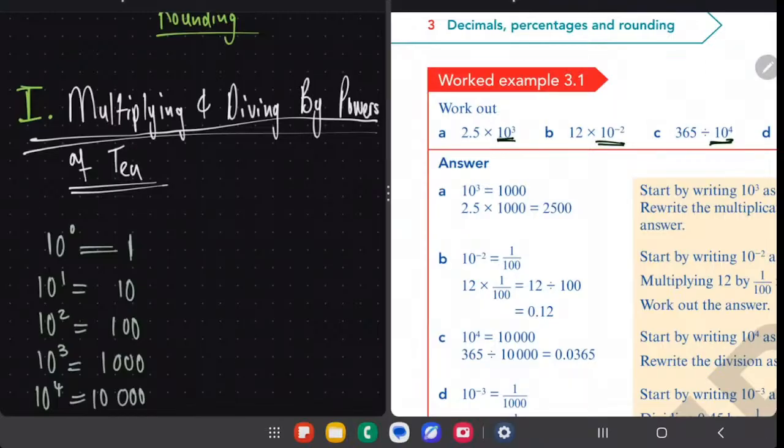So 10 to the power 0, there are 0 zeros, that means it's just a 1. There are no zeros. 10 to the power 1, there is 1 zero, which means it's a 10. To the power 2, there are 2 zeros, that's 100. Can you see? To the power 3, 1,000. 10 to the power 4, 10,000. I need you all to know this. Okay, you're not going to let me down here.